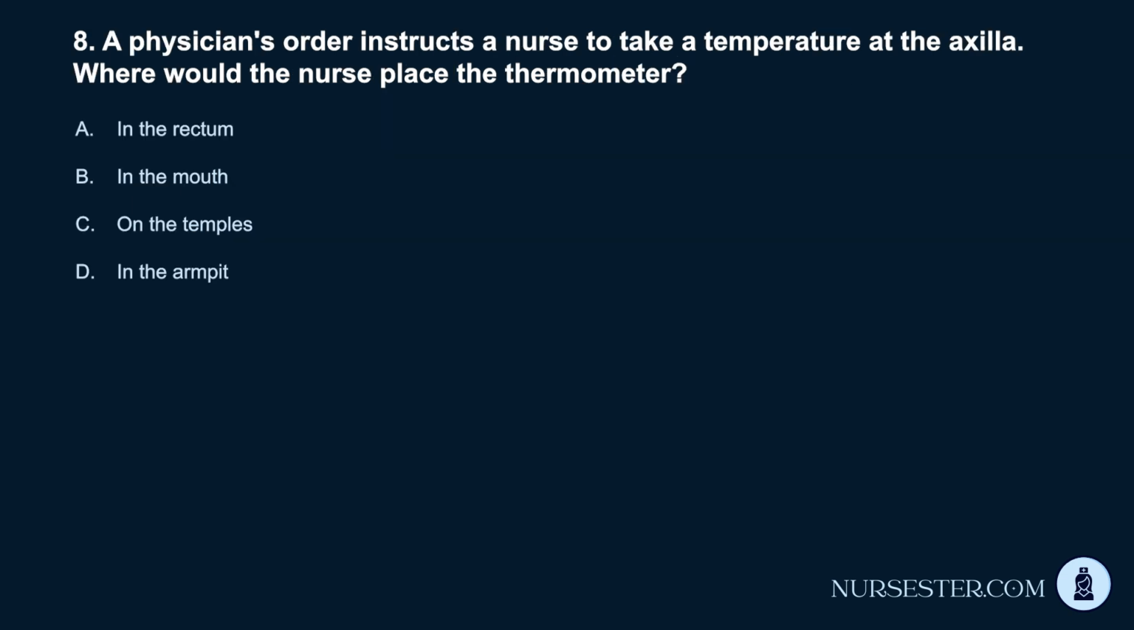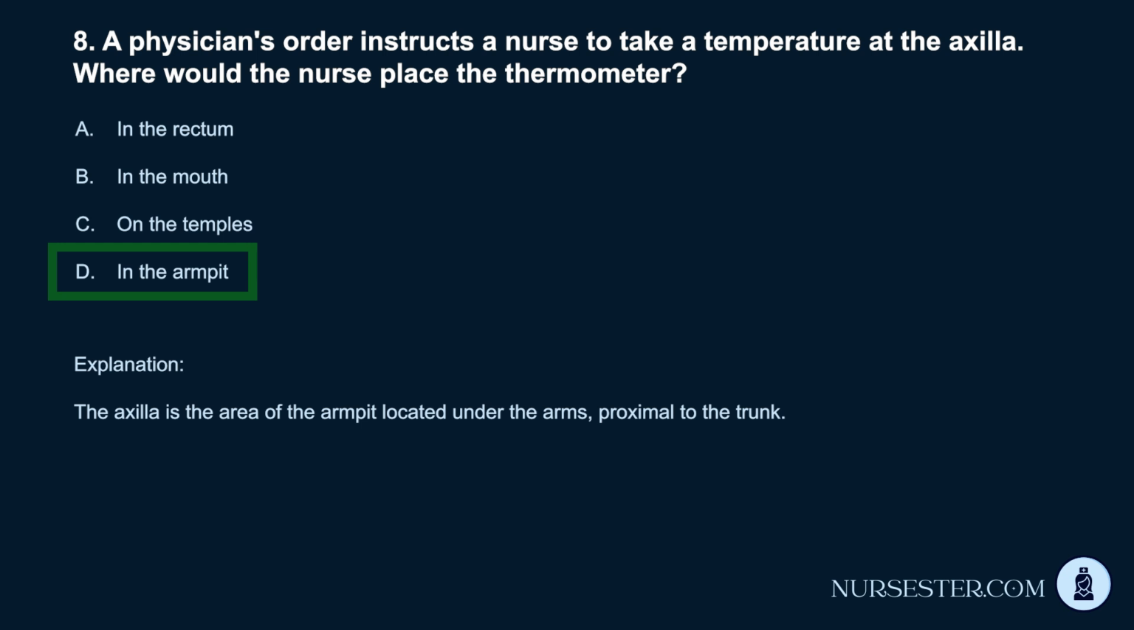8. A physician's order instructs a nurse to take a temperature at the axilla. Where would the nurse place the thermometer? A. In the rectum. B. In the mouth. C. On the temples. D. In the armpit. Correct answer, D. In the armpit. The axilla is the area of the armpit located under the arms, proximal to the trunk.